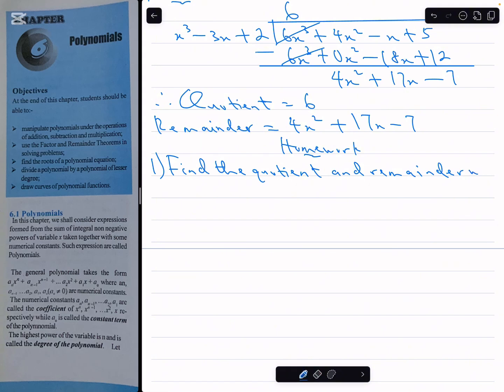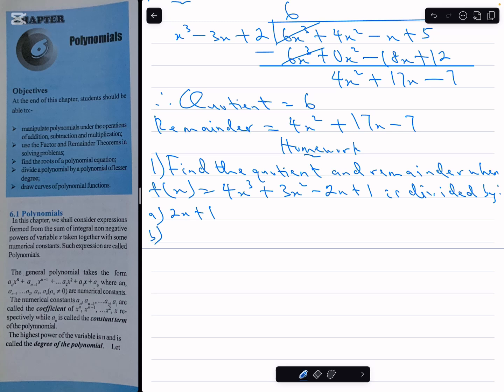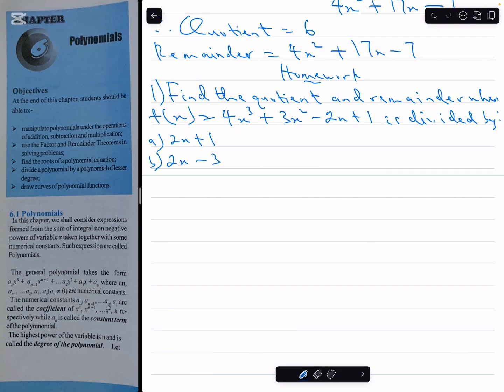Find the quotient and remainder when f of x, which is equal to 4x cubed plus 3x squared minus 2x plus 1, is divided by a, 2x plus 1, b, 2x minus 3, c, 4x minus 1, and d, x plus 2.